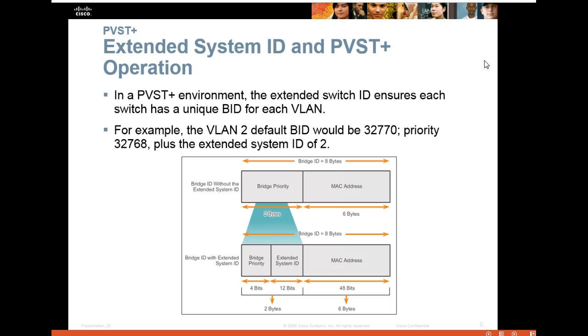Now the extended system ID in PVST operation, when we talk about choosing a root bridge, this extended system ID took the 32768, which was the default in basic spanning tree, and added the VLAN ID. So the bridge ID is the basic 32768, which is the default ID, and adds, say, VLAN 2, the number 2. VLAN 1 would be 1, VLAN 20 would be 20, etc.